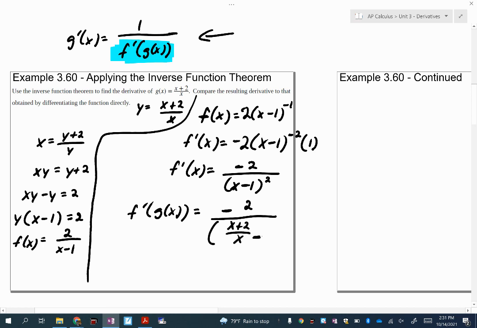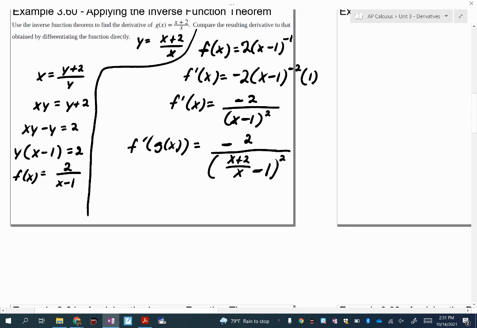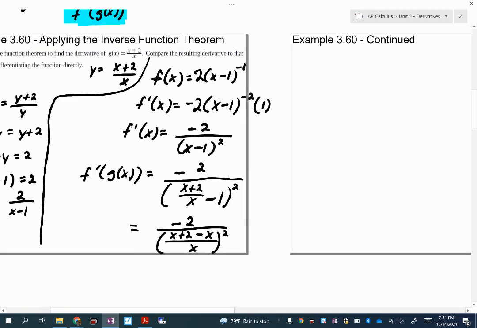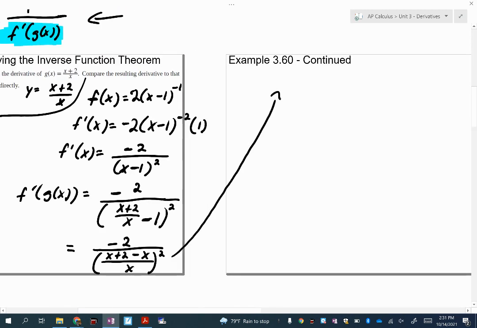Okay, minus 1, all of that squared. All right, I'm going to keep going, get a common denominator. Common denominator is going to be x. That's going to be negative 2 over x plus 2 minus x over x, all of that squared. I'm going to continue on this next slide.